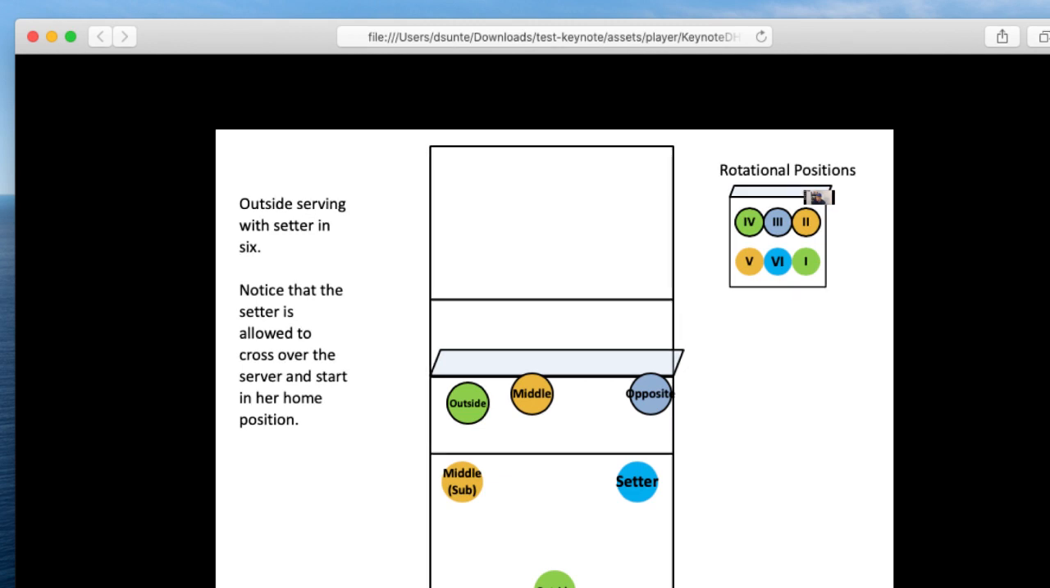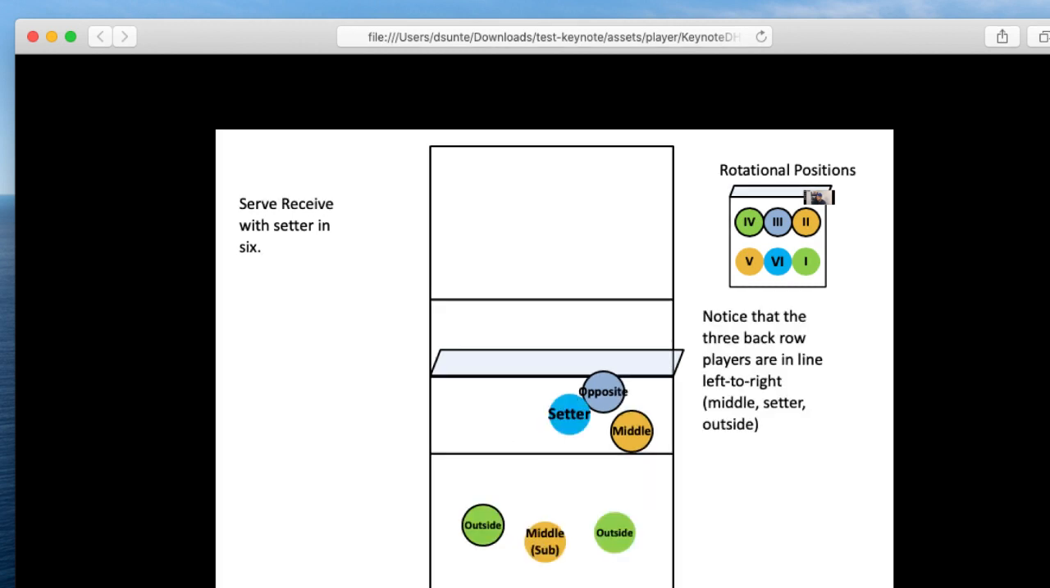So in rotation 2, this is called rotation 2, the outside would serve basically and then go to the middle back position. So you would see that the outside, again, is in that middle back. The libero or the middle sub would go to that position of left back again. Setter, of course, would be in the particular right back position, and the opposite would be on the opposite. Middle would be middle.